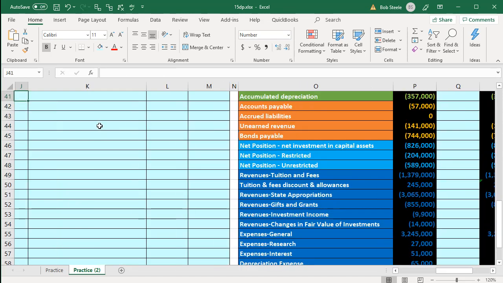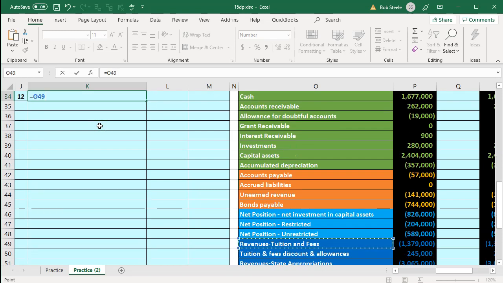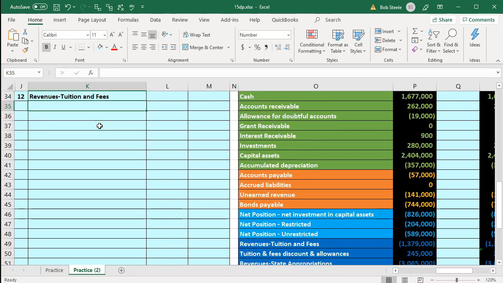We're going to scroll back up top, and we're going to call this number 12. I'm going to say this is number 12. That's what told us to do the closing entries. We're going to pick up the revenue account, and we'll just do this one by one. You could autofill this and do it much faster, but we're going to want to see what we're doing here. This is a credit balance.